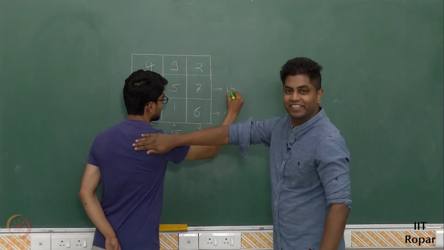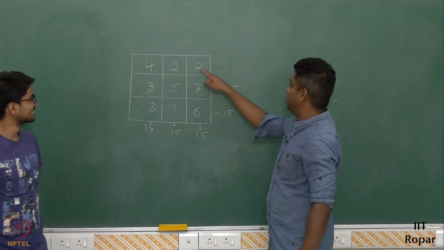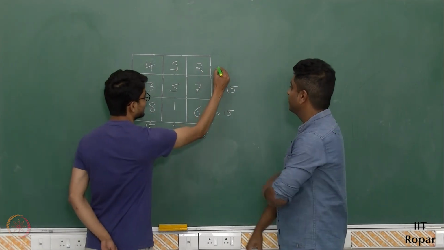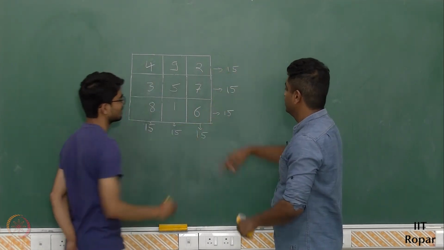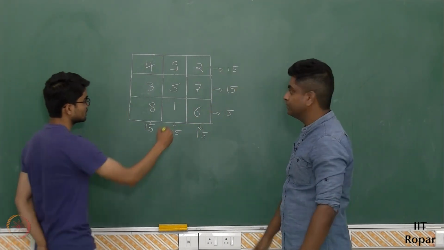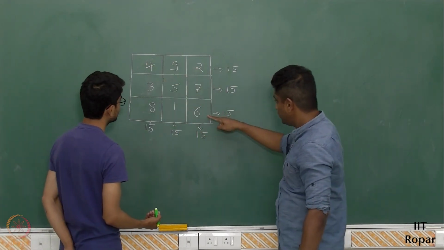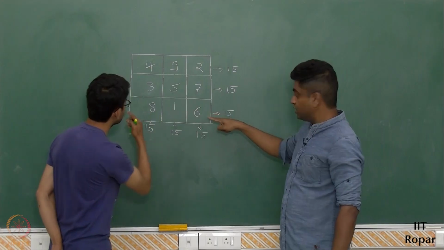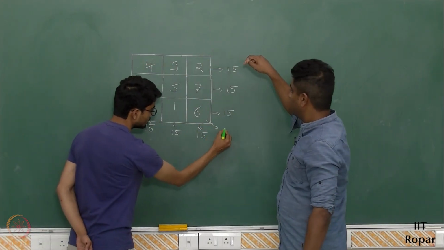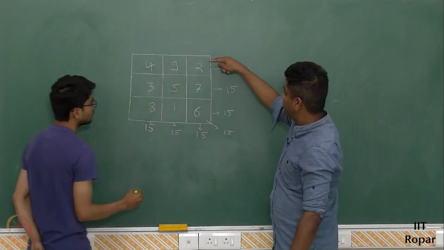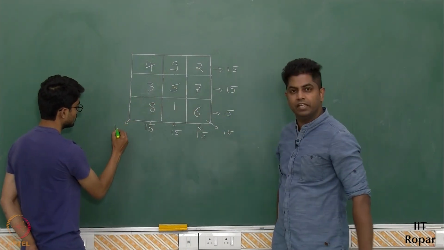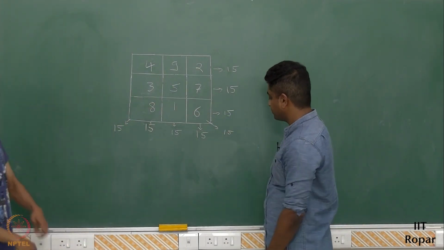The boy has done it. Okay, 4 plus 9 plus 2, 15. 15. Yes. Look at this. 9 plus 6 is 15. 8 plus 2 plus 5 is 15. Perfect.